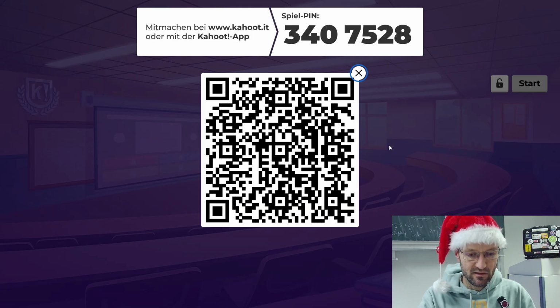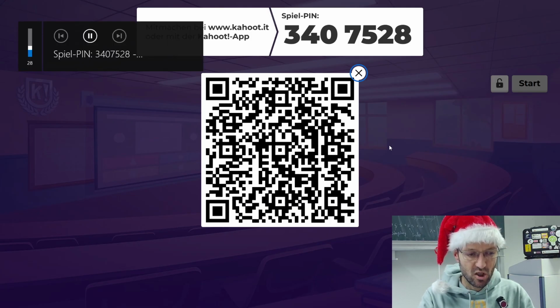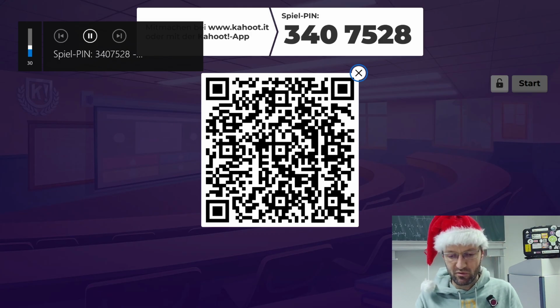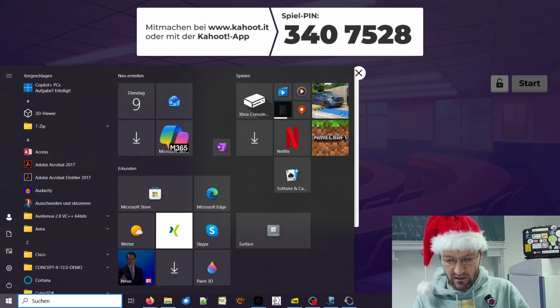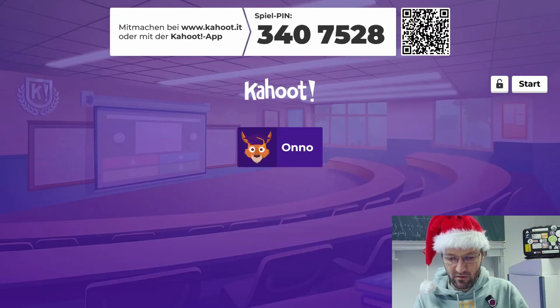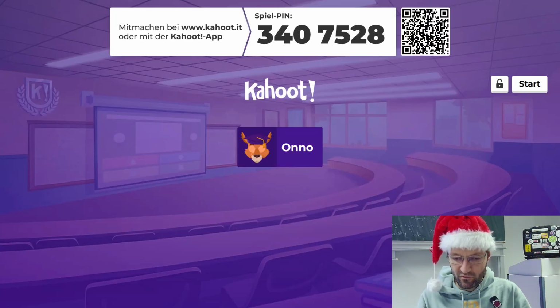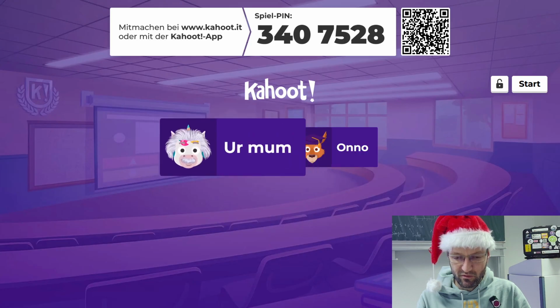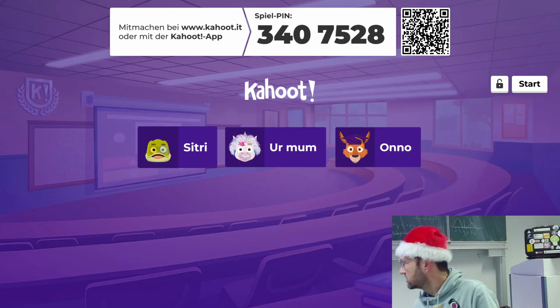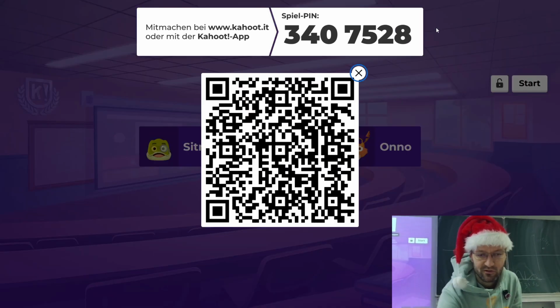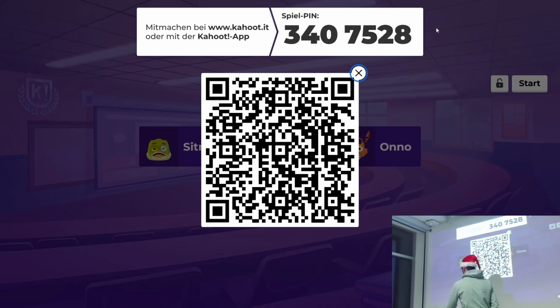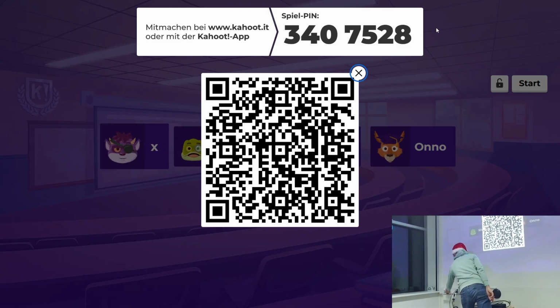And then I also need to activate the music. Excuse me, I need to switch the audio output to the HDMI so that we hopefully also have the music in the room. And I will make the QR code once again a little larger and check if we get some audio in the room.